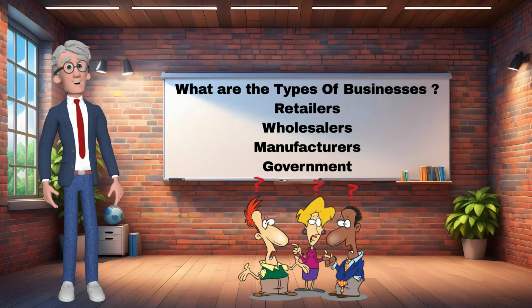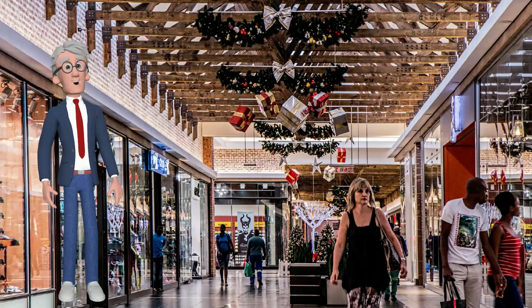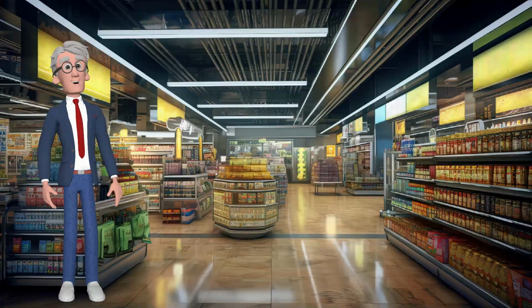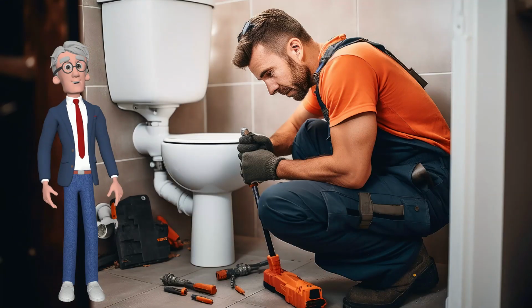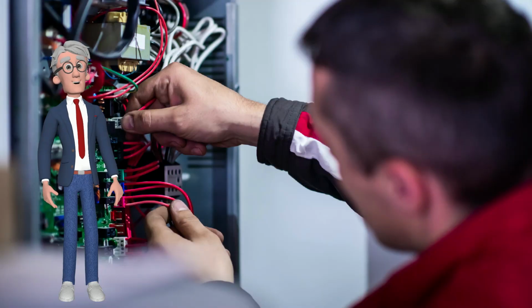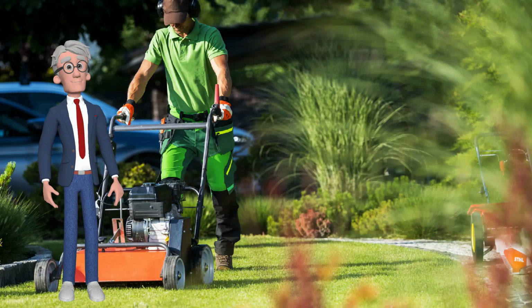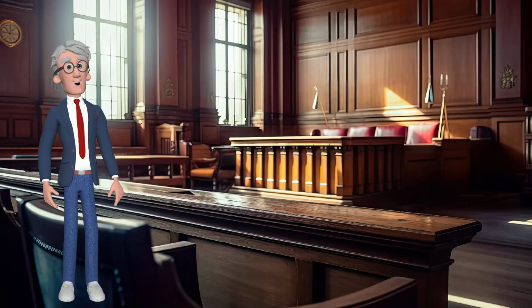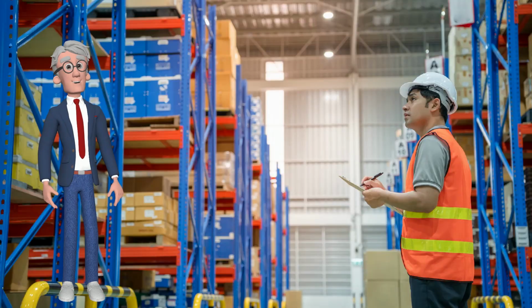We have retailers, wholesalers, manufacturers, and government agencies that supply us products and services. What is a retailer? A business that sells products and/or services directly to the consumer and other businesses. Examples of retailers: retail stores and shops, grocery stores, restaurants and bars, plumbers, electricians, hospitals and doctors, lawn services, lawyers, airlines. What is a wholesaler?